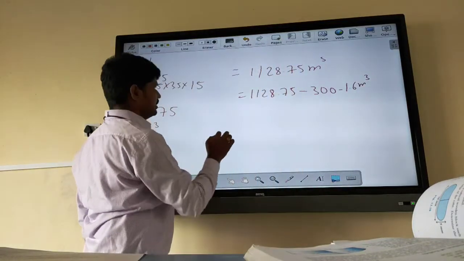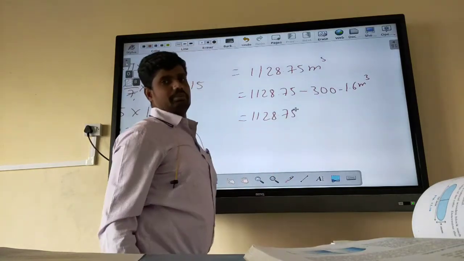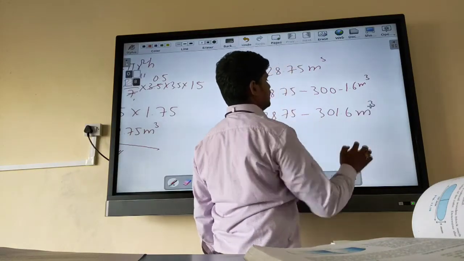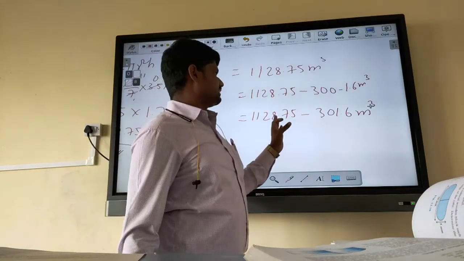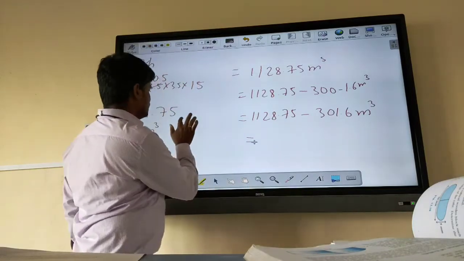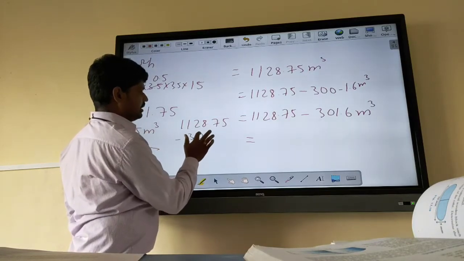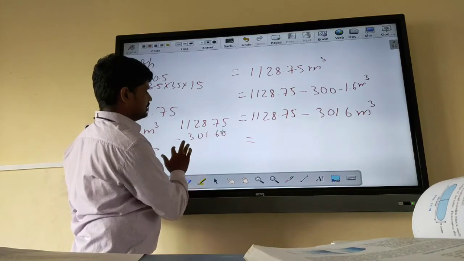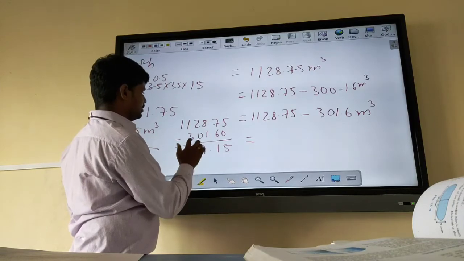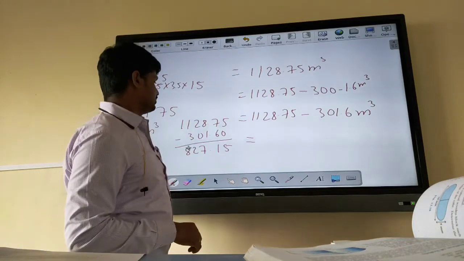1.6 meter cube. Now you should add both, also minus, no? Minus 300 minus 1.6. Minus 301.6 meter cube. Now simplify, children. 1128.75 minus 301.6. Now simplify. 1128.75 minus 301.60. Now subtract: 5, 7 minus 6, 1, 8 minus 1, 7, 2 minus 0, 2, 11 minus 3, 8. The final answer is 827.15 meter cube.